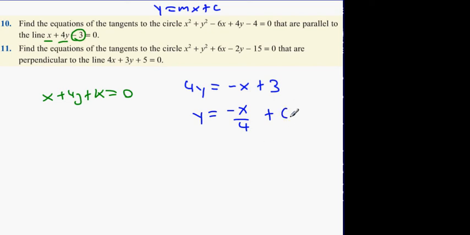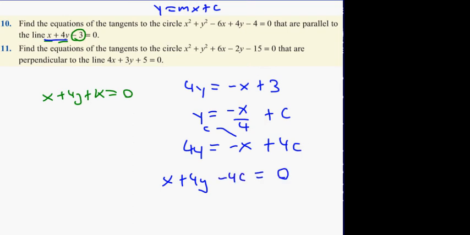So I call it C for a minute. Then I multiply everything by 4 again, and I go 4y equals minus x plus 4c. Bring the x over to your side. X plus 4y is exactly the same as the one that came before it. Yeah? And then I bring the 4c over. Now this 4c is a number that I don't know. I don't even know what this number is. Yeah, would everybody agree with that?